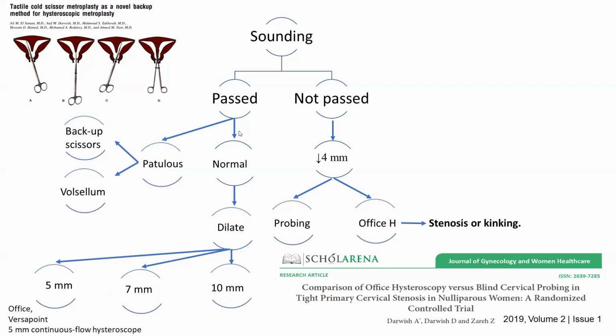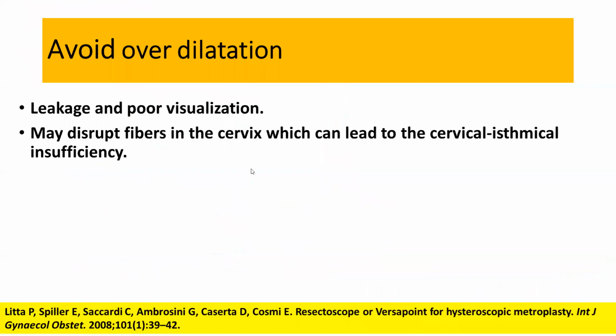But if the sound does not pass through the cervix, this means that it is less than 4 millimeter. In such a case, you have to start probing of the cervix using smaller diameter dilators, or using office hysteroscopy, which is 2.6 millimeter with outer sheath 3.2 millimeter, to negotiate the cervix and to overcome stenosis or kinking. And we have a publication showing that office hysteroscopic negotiation of the cervix is superior to probing.